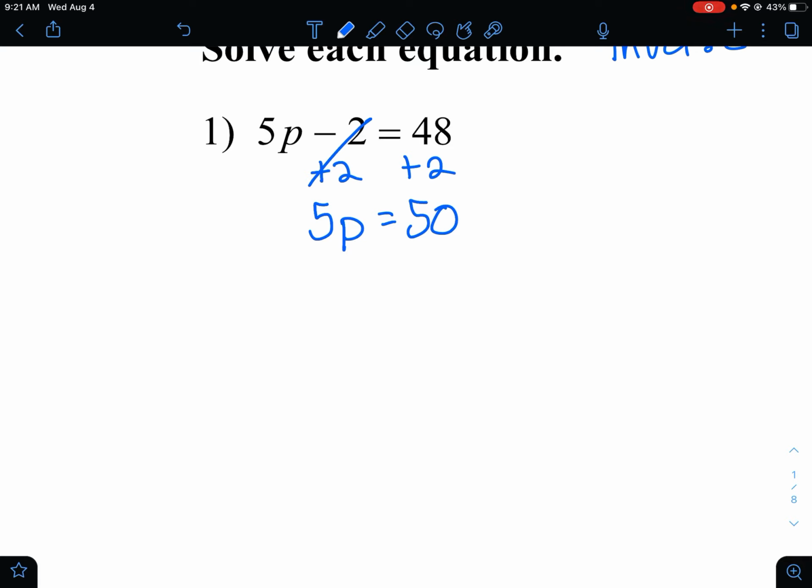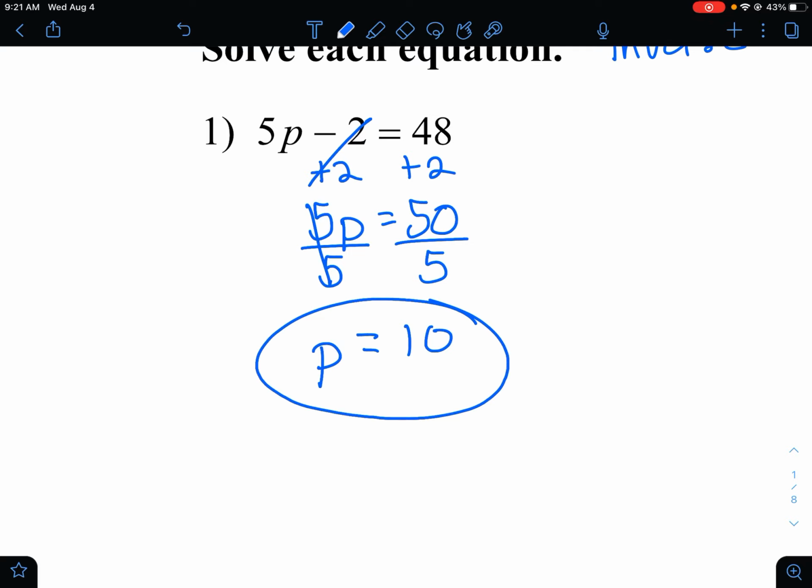I again need to do an inverse operation. 5p means 5 times p. So to undo this times 5, I'm going to do the inverse of times 5, which is divided by 5. And again, what you do to one side, you do to the other. So I'm going to divide both sides by 5. And these two 5s cancel out. 5 divided by 5 is 1, which gives me 1p, which is just p. Then I get 50 divided by 5, which gives me 10, and that is my answer.